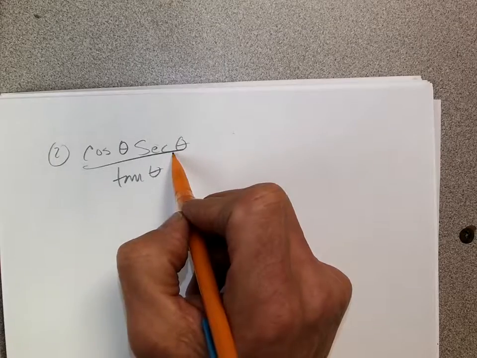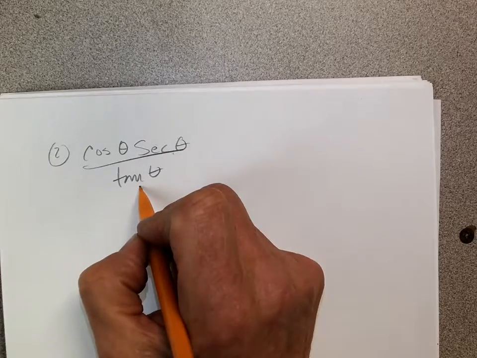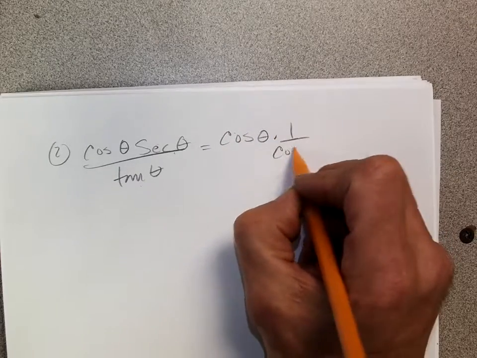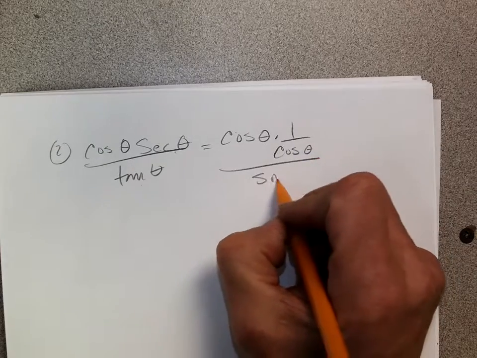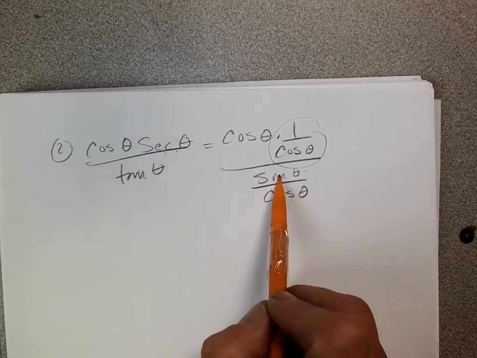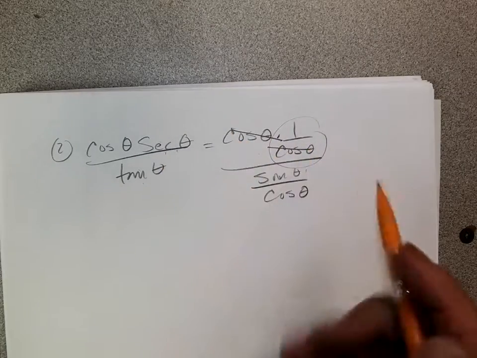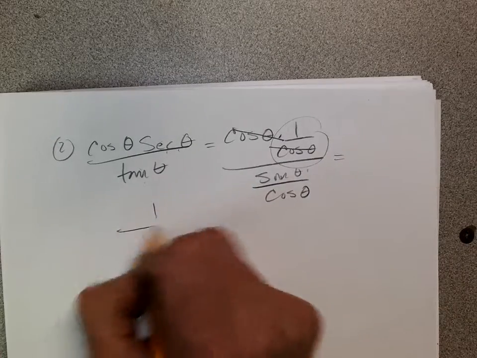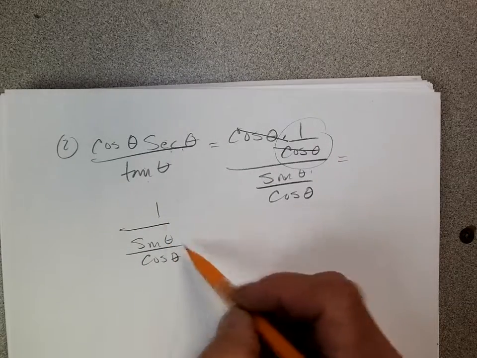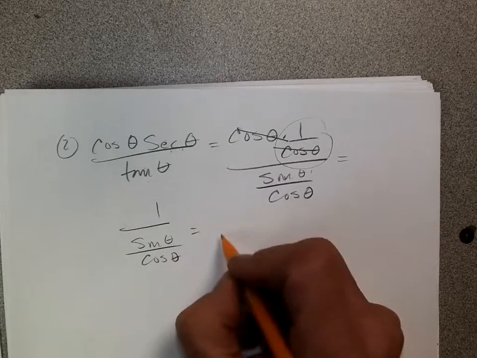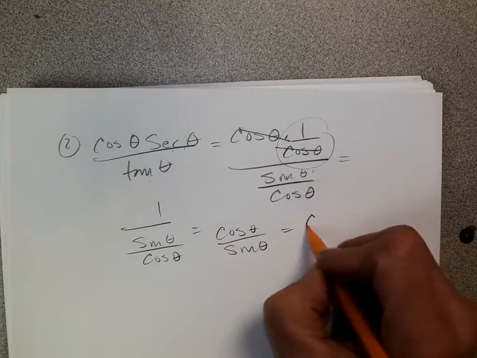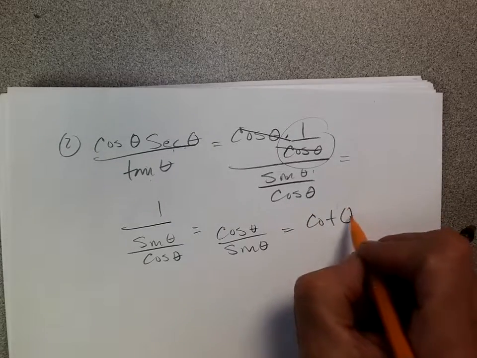Change the secant into 1 over cosine. I'll change the tangent into sine over cosine. So let's rewrite this. Cosine theta times a 1 over cosine of theta, all over a sine theta over a cosine theta. Okay, secant is 1 over cosine, tangent is sine over cosine. Cosines cancel. I'll be left with 1 over a sine theta over a cosine theta. 1 over any fraction is going to flip the fraction and change it to cosine theta over sine theta, and that is an identity that's cotangent of theta. There we go.